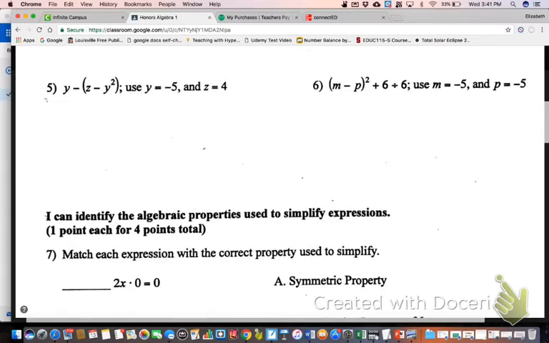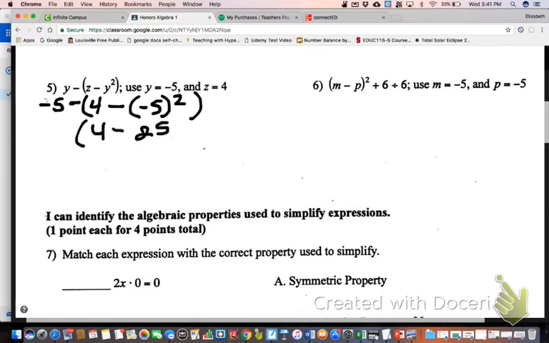So again, I'm going to replace that y with a -5. Got a subtraction there. I'm going to replace that z with a 4 minus -5 because that's what y is equal to. And I'm going to square it. And then I'm going to close my parentheses. Then I'm going to do that -5 times -5, which gave me 25. I still have the 4 and the subtraction symbol in there. And I'm going to bring the rest of this down.